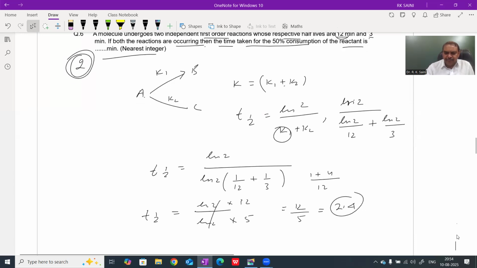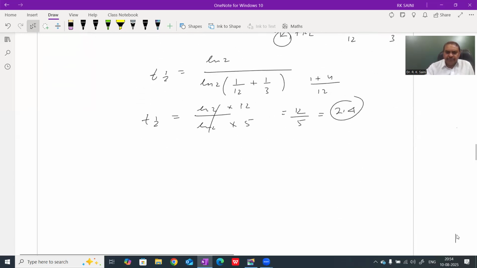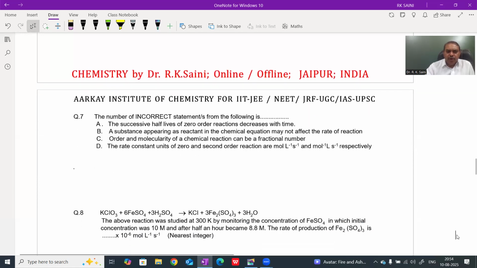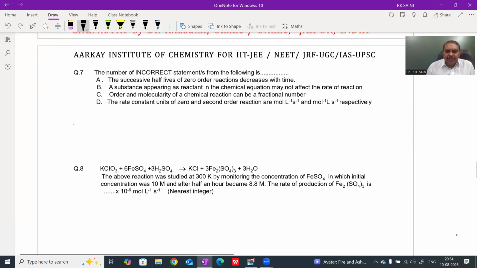Question 7. The number of incorrect statements among the following. First, the successive half-life of a zero order reaction decreases with time. It is a correct statement. For successive half-lives, suppose the initial concentration is 0.4 M. After one half-life, it becomes 0.2 M, and after the second half-life, the concentration becomes 0.1 M.